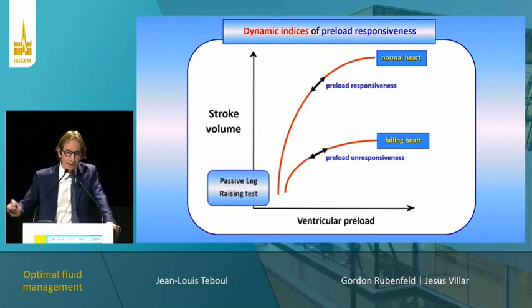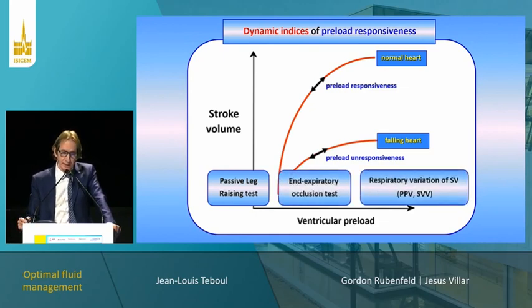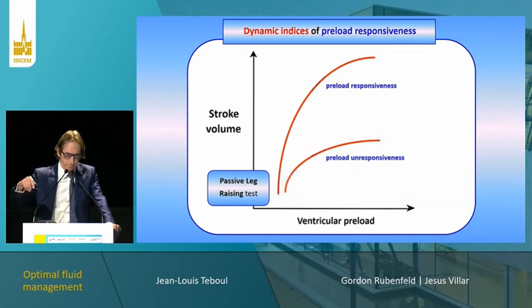We could have passive leg raising tests. We could have end expiratory occlusion tests. We could have the respiratory variation of stroke volume, pulse pressure variation, and stroke volume variation in patients who are mechanically ventilated, but many of these patients, of course, with ARDS are mechanically ventilated.